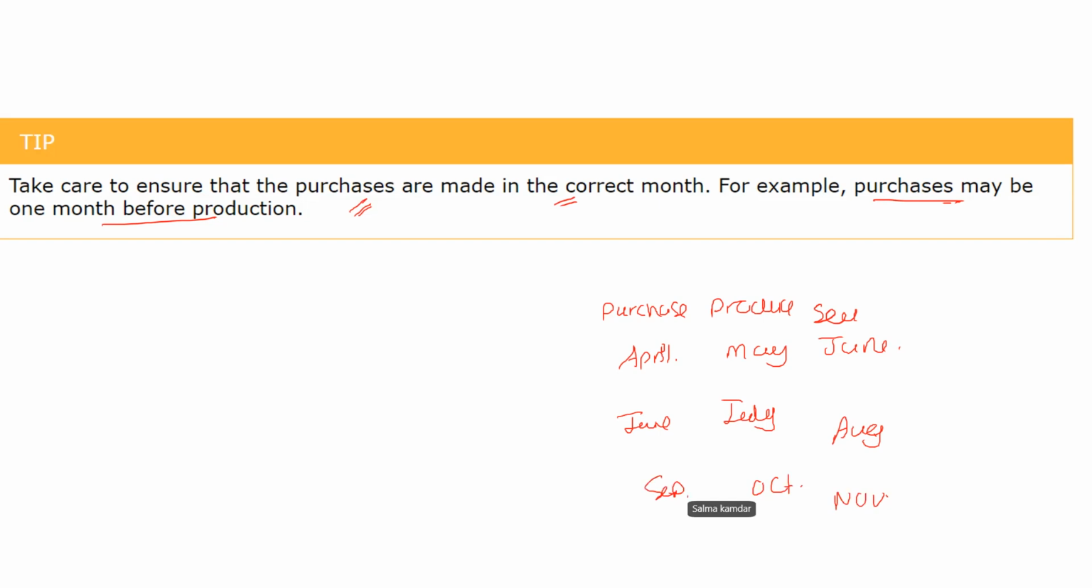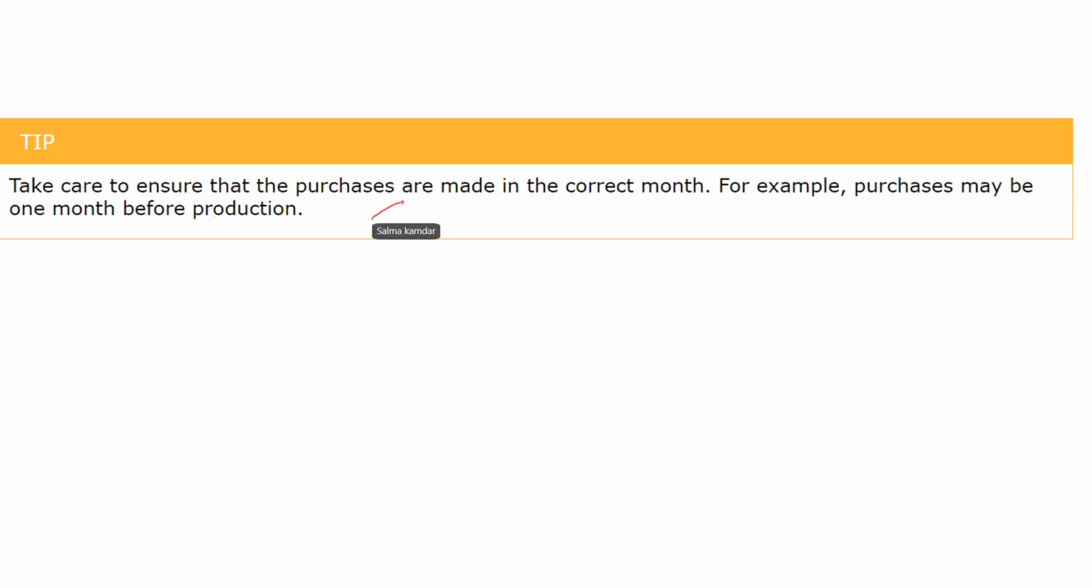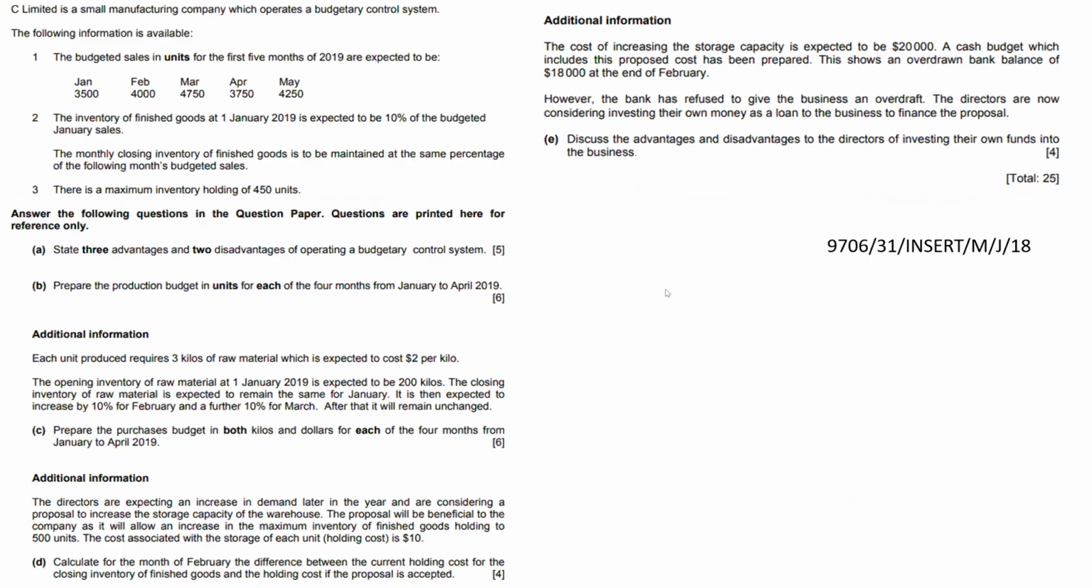So you should be very sure about the purchase, that the purchase is made in the correct month. You will add the closing and minus the opening. Now there is this one past paper question. You have to prepare the production budget for 4 months from Jan to April. But before that, I want you to give me 3 advantages and 2 disadvantages of operating a budgetary control system.